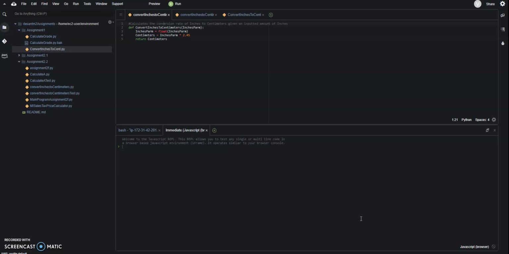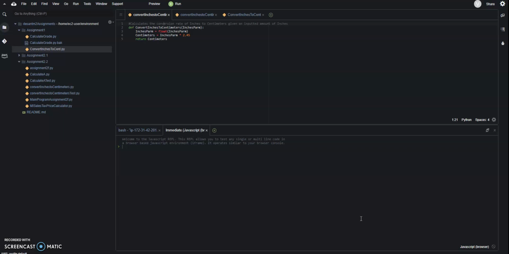So first, looking at the function itself, we can see that there is a comment on the first line denoting what it is, saying that it calculates the conversion rate of inches to centimeters given an inputted amount of inches. And then moving on to line 2, we have the beginning of the function itself, saying more or less with the code that we are defining a new function named convert inches to centimeters, with our parameter or input that will be used later being inches parm.